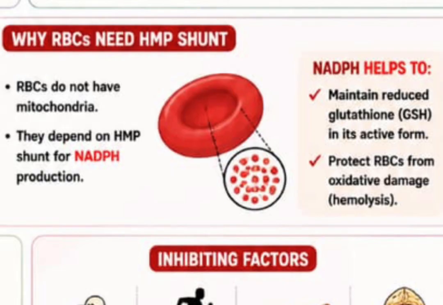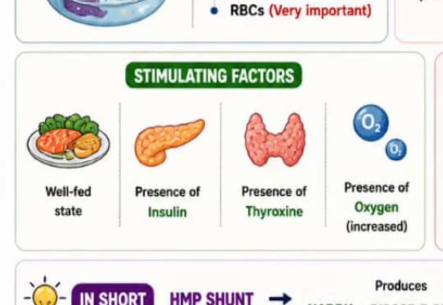Now, another question to ask yourself is, what is the stimulating factor? What stimulates HMP shunt formation? One, well-fed state. When you eat, glucose is absorbed by the tissues, and it can form HMP shunt. And when you eat, immediately the body releases insulin. Insulin helps you to break down the food to produce ATP and to form other products too. Thyroxine is also released. It is very important because it increases basal metabolic rate, and here we need oxidation using what? NADP plus.